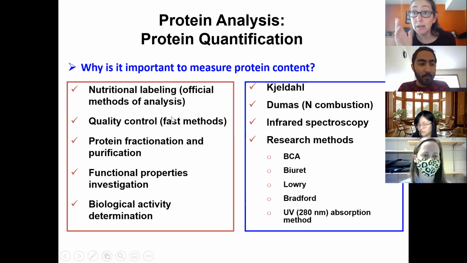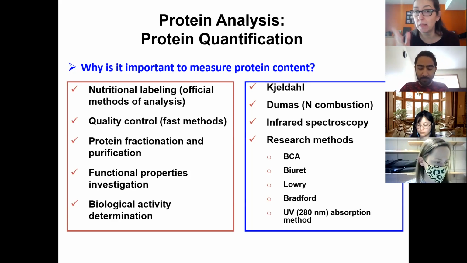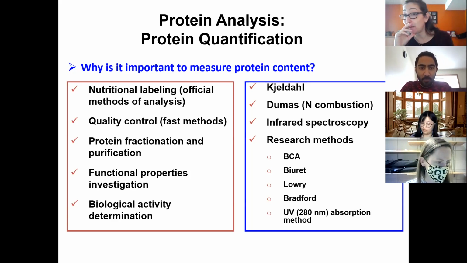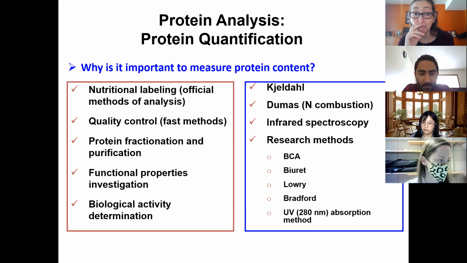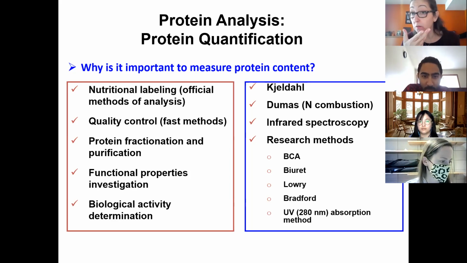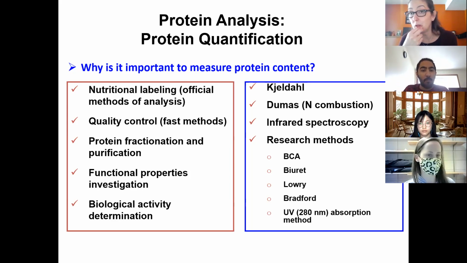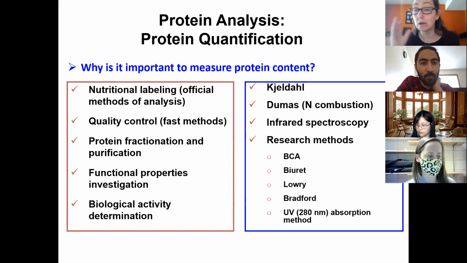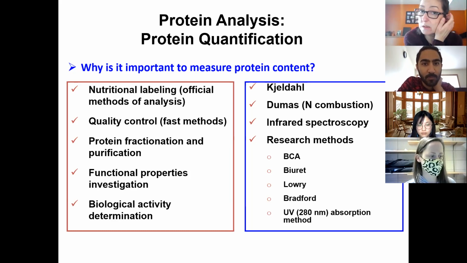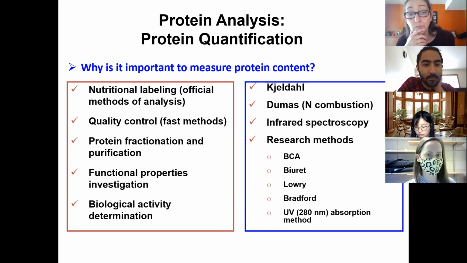All right, so nutritional labeling, where we use official methods of analysis, Kjeldahl and Dumas are official methods of analysis. Quality control, when we're running a process, we want to determine the protein content alongside during the process to see that we're not losing protein anywhere. We are maintaining a certain fraction of proteins. So a quick quality control.